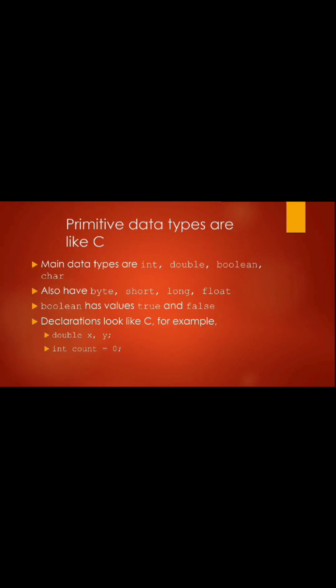These are the primitive data types, which resemble the C language. The main data types are int, double, boolean, char which refers to characters, and also byte, short, long, and float. The boolean has values true and false. So the declarations look like C. For example, double x, y, int count = 0. So these are the basic data types which resemble the C language.